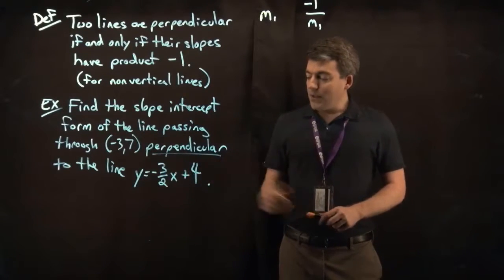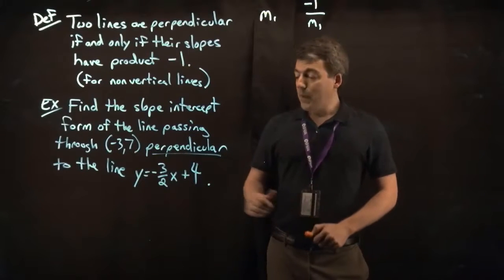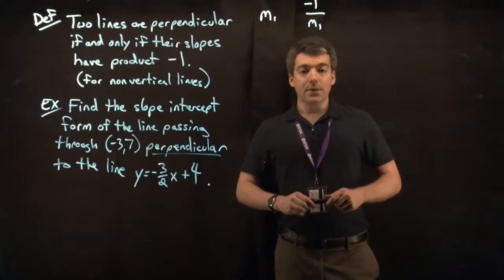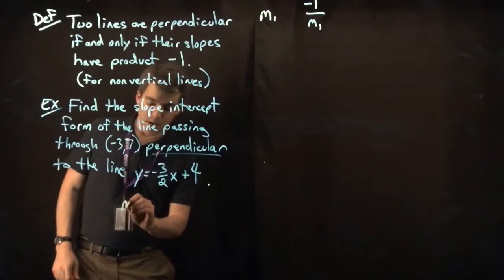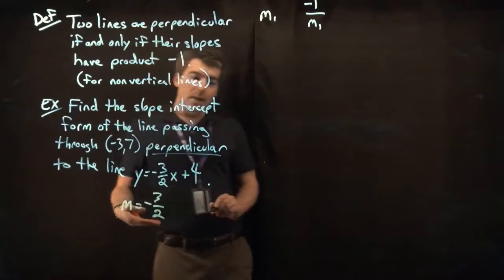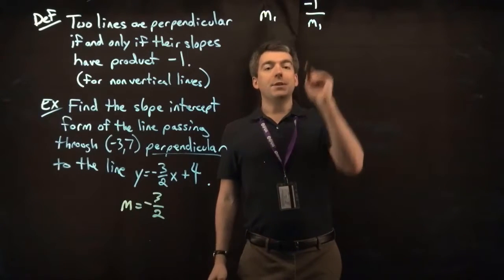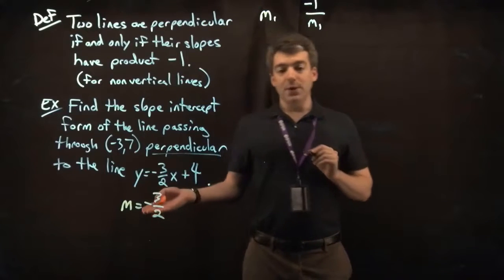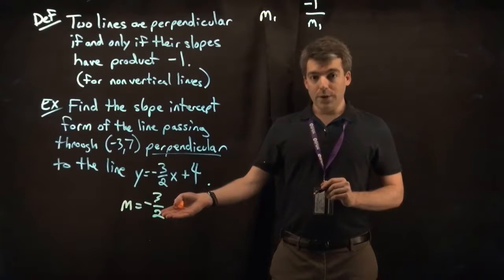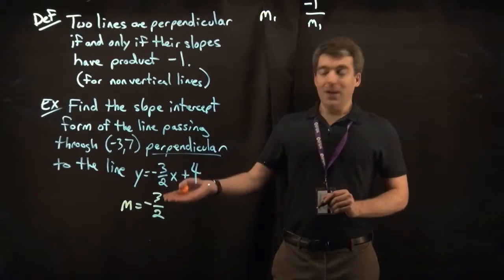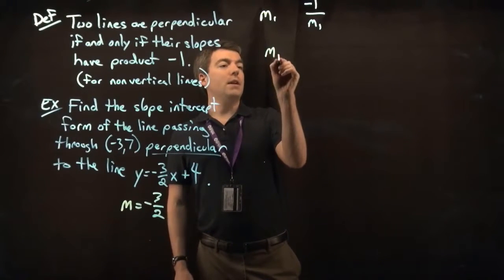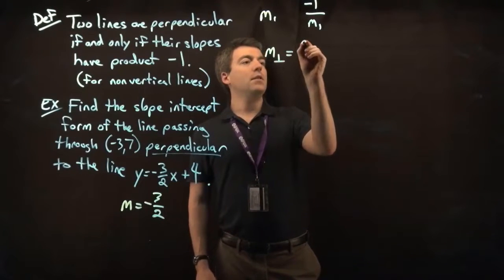We look at this line, and you can see that it is already in slope-intercept form, y equals mx plus b. The slope here is -3/2. Now the slope of the line perpendicular to this would be the opposite reciprocal. So what is the opposite reciprocal of -3/2? Well, if we take its reciprocal, we'll get -2/3. Then we also must take its opposite, so it becomes +2/3. So the slope of the perpendicular line is going to be 2/3.